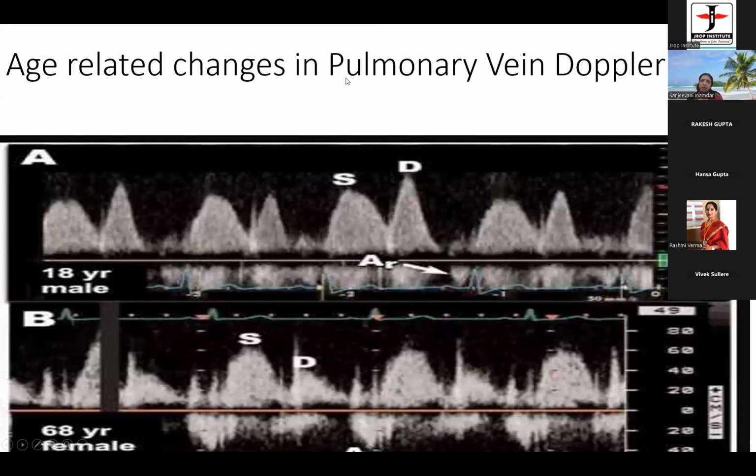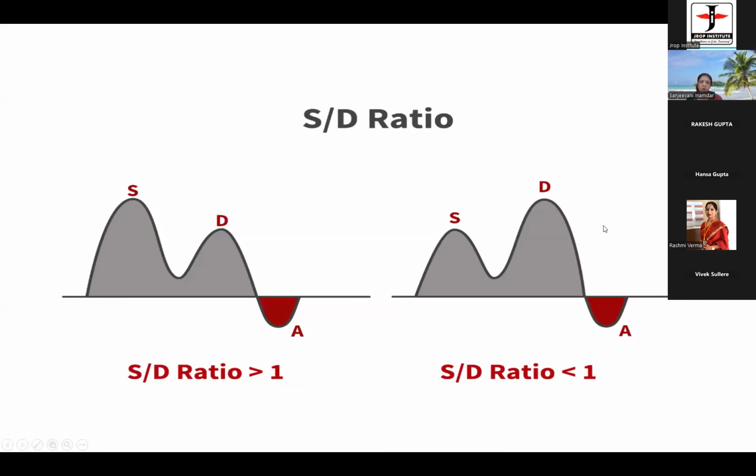So age-related changes: we have seen anatomy and now physiology. Age-related changes in pulmonary vein. This is an 18-year-old male with a very small reversal, but as the age progresses, there is a large and tall reversal because of various reasons: fibrosis, hypertension, diastolic dysfunction, and many things. So this is how it looks diagrammatically. S/D should be more than 1, and when it is less than 1, it is abnormal.